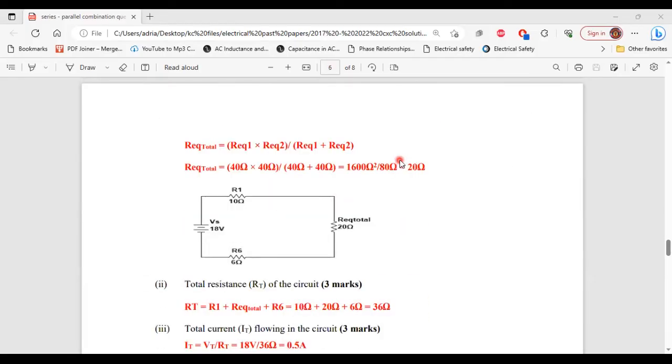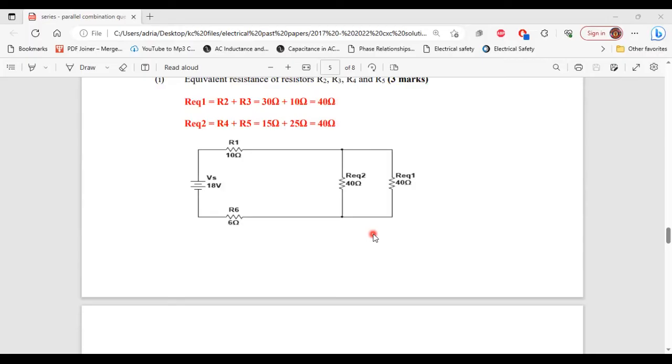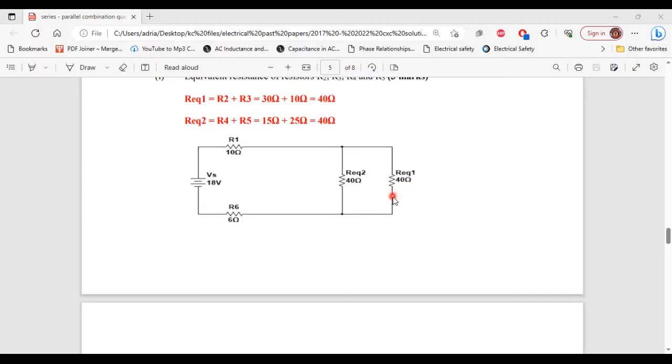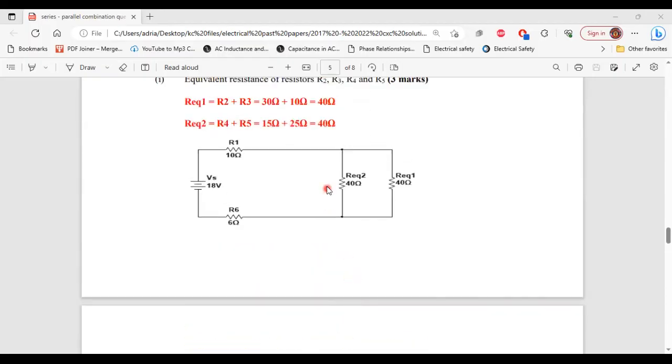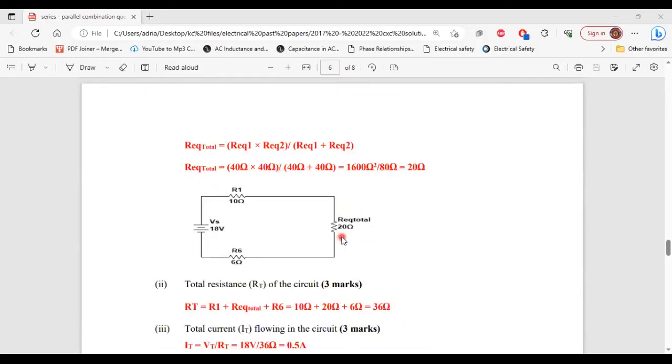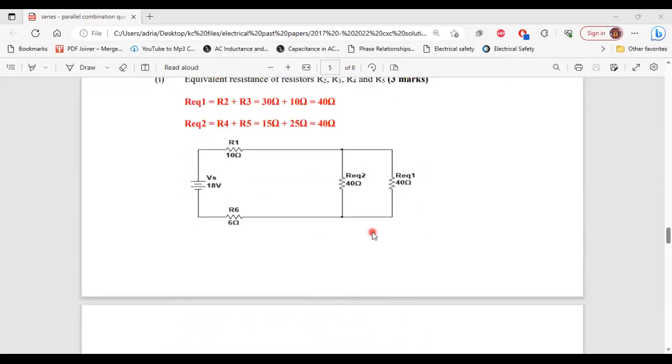So what we're going to do is to calculate the voltage drop across this resistor here. So once we calculate the voltage drop across this resistor here, we would have the voltage drop across these two resistors, REQ2 and REQ1. And the reason for that is because REQ total here is the equivalent resistor value of REQ2 and REQ1. So whatever the voltage is across REQ total, it is the same voltage across REQ2 and REQ1.